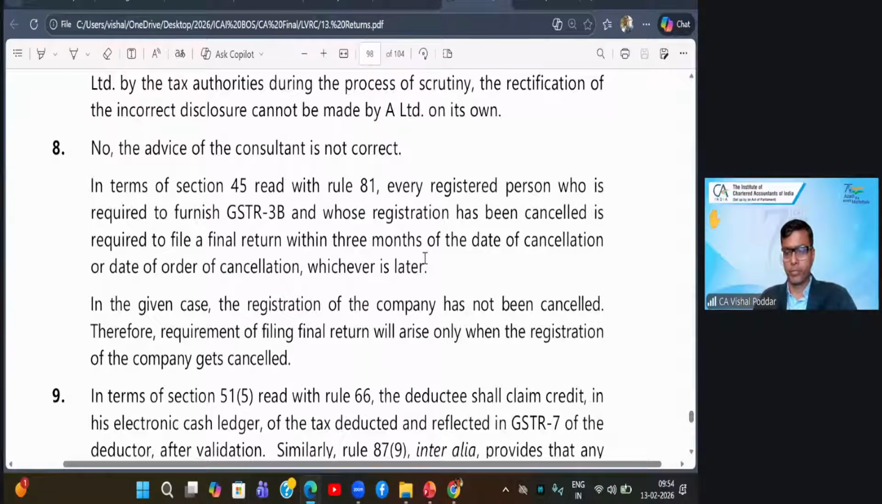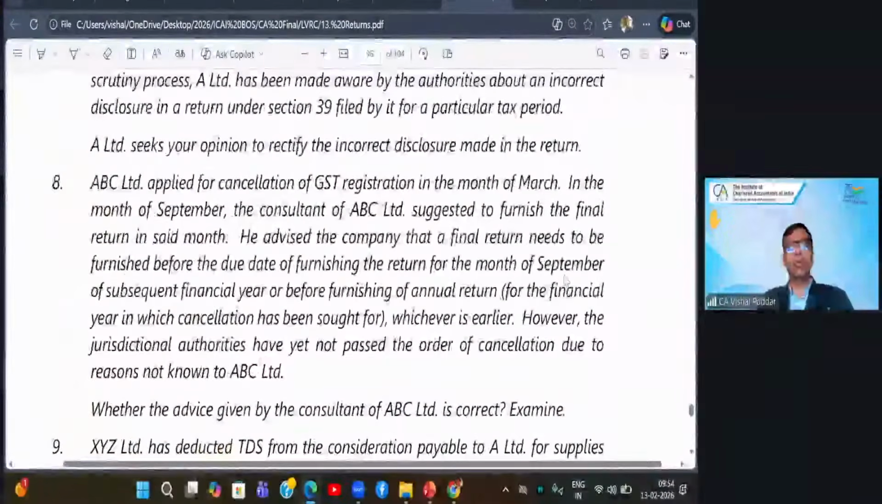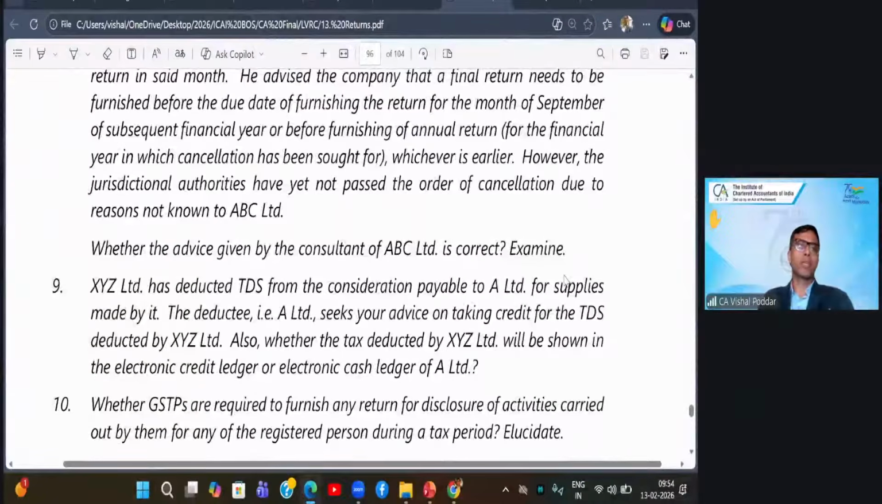In terms of section 45, read with rule 81, every registered person who is required to furnish GSTR 3B and whose registration has been cancelled is required to file a final return within 3 months of the date of cancellation or date of order of cancellation, whichever is later. So in the given case, registration of the company has not been cancelled. Therefore, the requirement of filing final return will arise only when the registration of the company gets cancelled. So the advice actually was correct, but in the given facts of the case, since the cancellation is not completed, because the officer has not confirmed the cancellation, until the officer confirms, you cannot treat it as cancelled. And since it is not cancelled, the final return is not triggered.